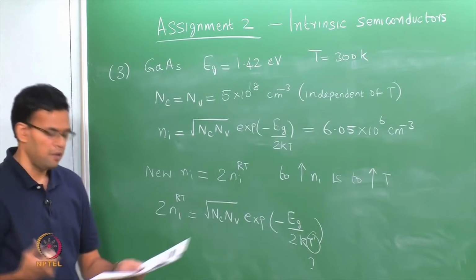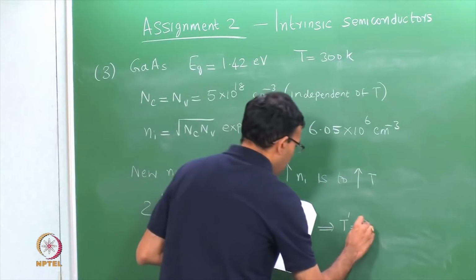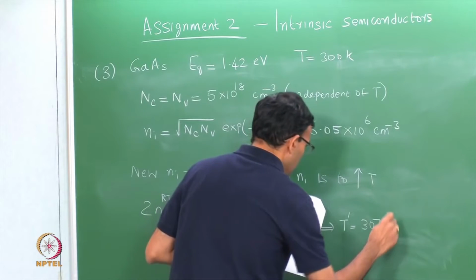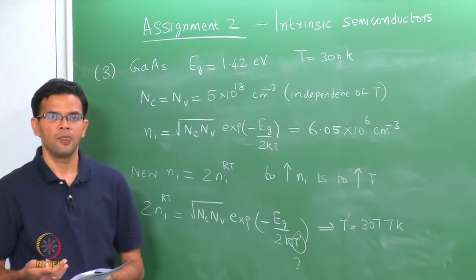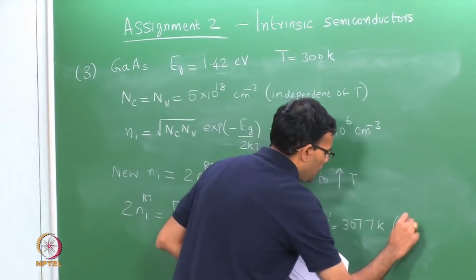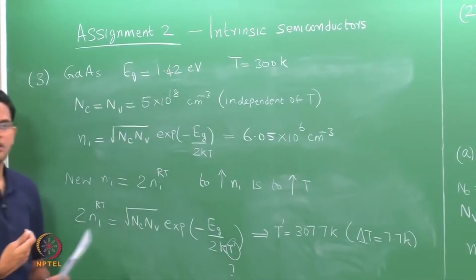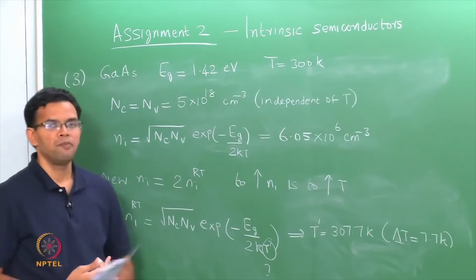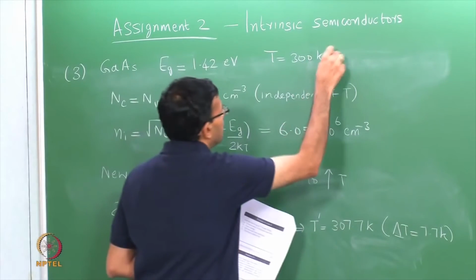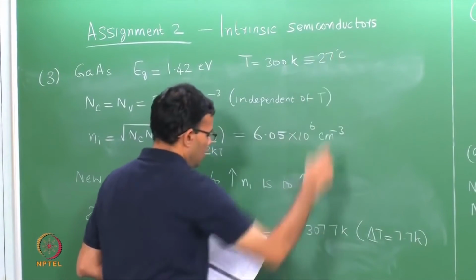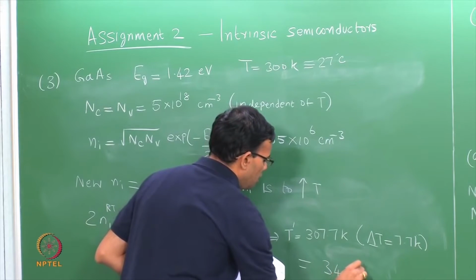We can put this in and recalculate, and this gives you the value of T prime to be 307.7 Kelvin. So, you increase the temperature by 7 degrees. So, delta T is 7.7 Kelvin. You can double the concentration of Ni. So, temperature equal to 300 Kelvin is 27 degrees Celsius. So, 307.7 is 34.7 degrees Celsius.